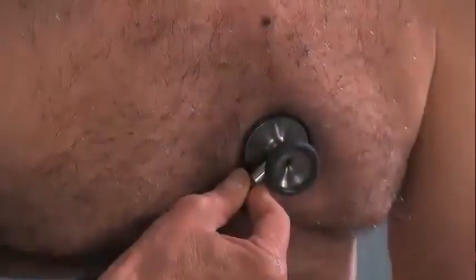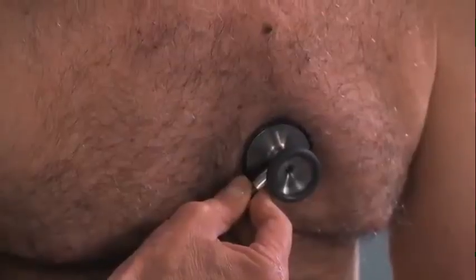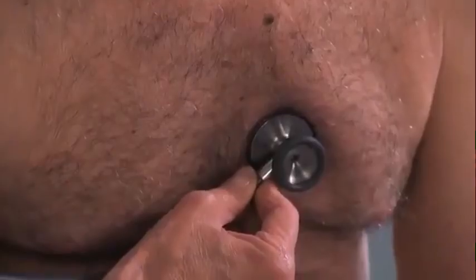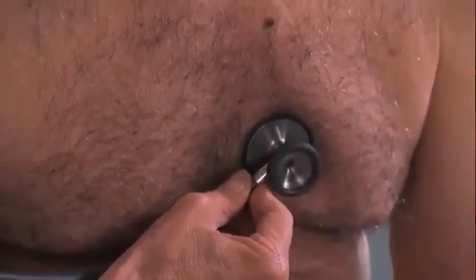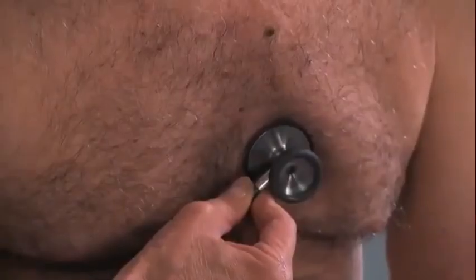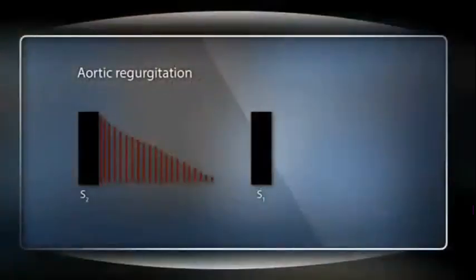Take a big breath in, blow it all out and stop. Using the diaphragm of the stethoscope, listen at the left second interspace and down the left sternal border to the apex for the high-pitched, soft-blowing decrescendo diastolic murmur of aortic regurgitation. If the patient had this murmur, it would sound like this.